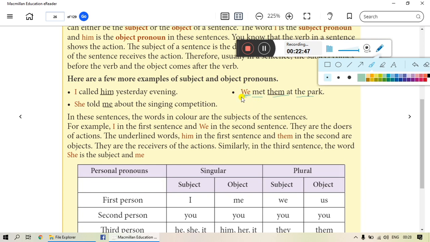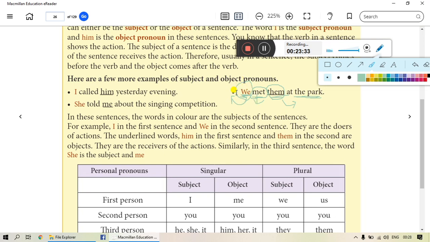We is used at the place of someone. Them is used at the place of someone. At the park, it's a place. Park is a place. It's a noun. It's not a verb. The verb is met. When you meet someone, you have walked and you have reached some place to meet them. So this is an action. So students, this is action. And we is pronoun. Them is the pronoun used for the other person. Names we don't know because these are pronouns.